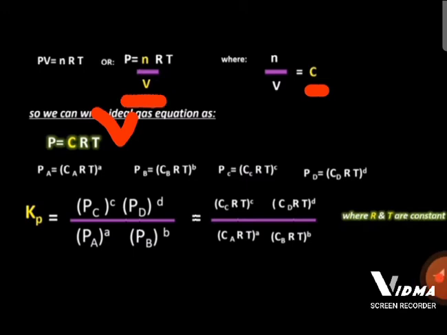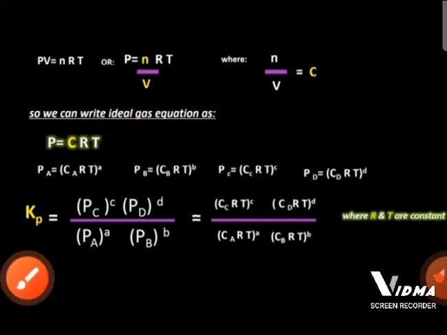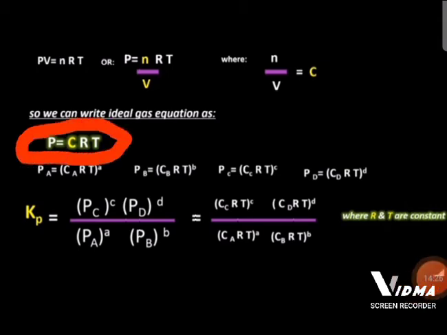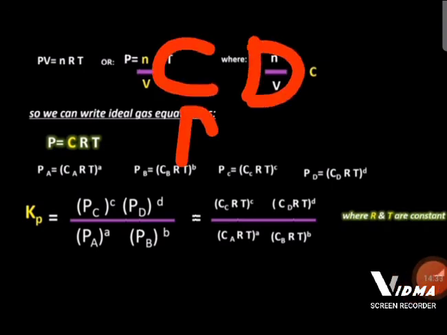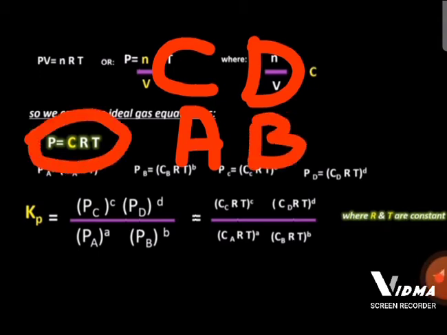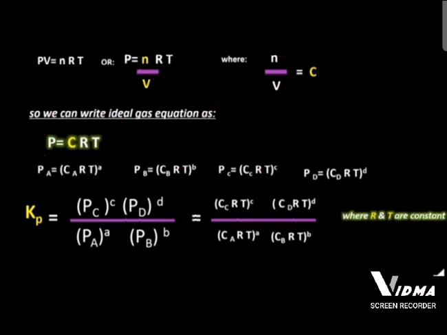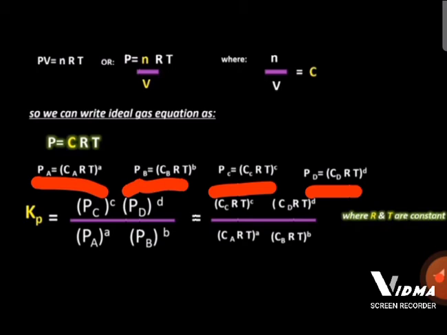P is partial pressure, C is concentration, R is universal gas constant, and T is temperature. Now this formula we use to represent the partial pressure of products and reactants. Which are the products? C and D. Which are the reactants? A and B. So this formula we use to represent the concentration or partial pressure of products C, D and reactants A, B. Then we get these formulas. Partial pressure of reactant A is equal to concentration of A times RT to the power of small a, where small a is the stoichiometric coefficient. Similarly for B, and product C and product D, we have expressed it like this.